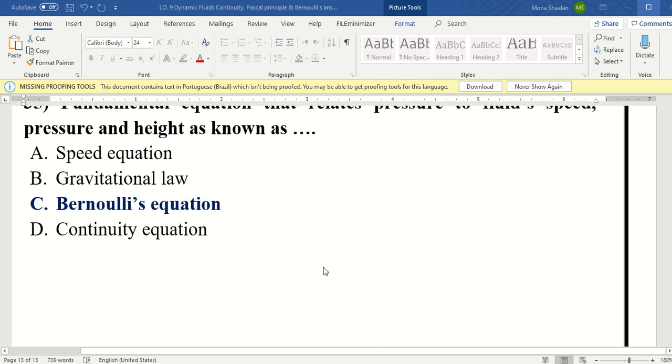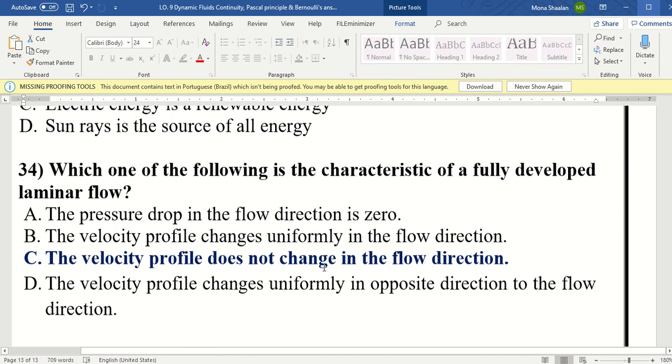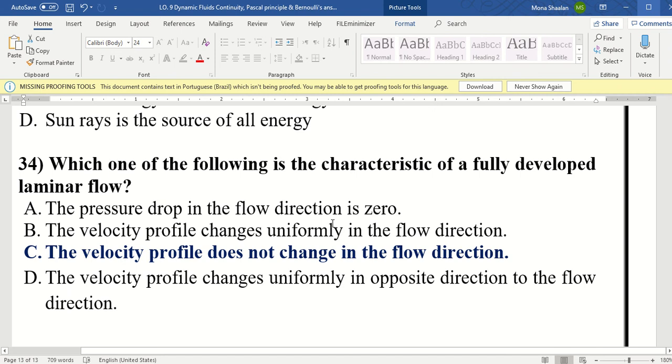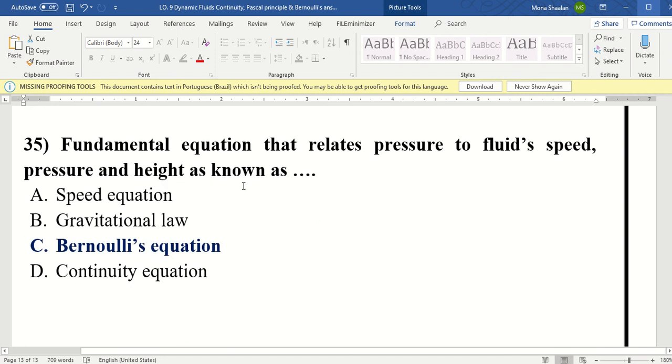The last question. Which one of the following is the characteristic fundamental equation that relates pressure to the fluid? This relates pressure and height, also known as Bernoulli's equation.